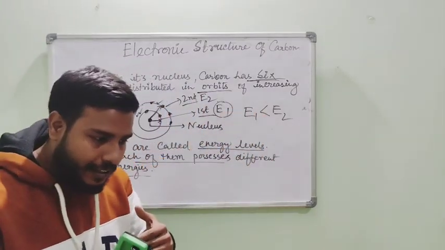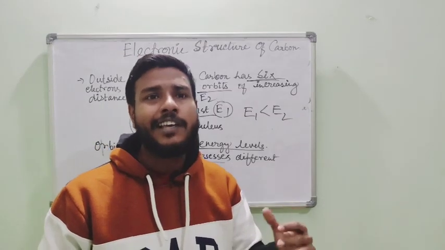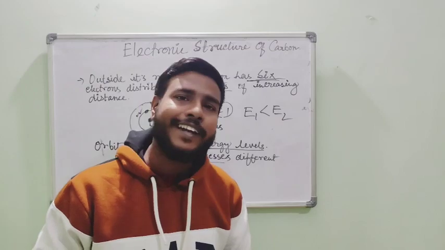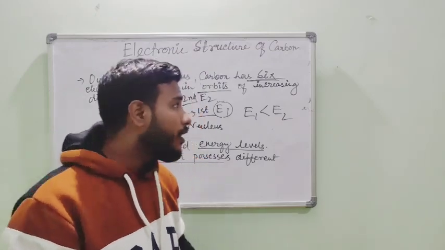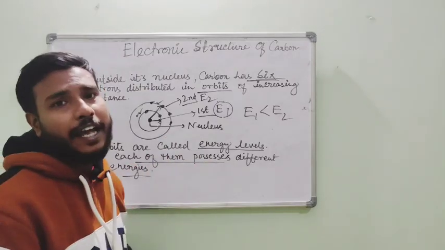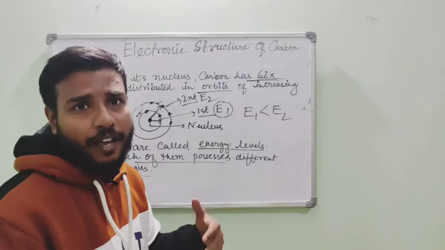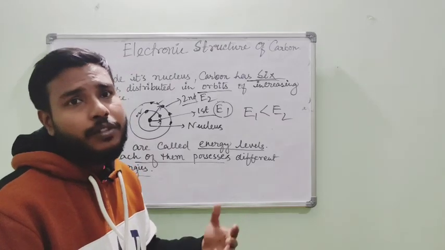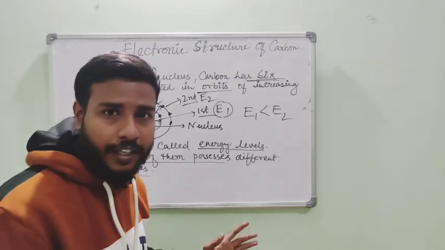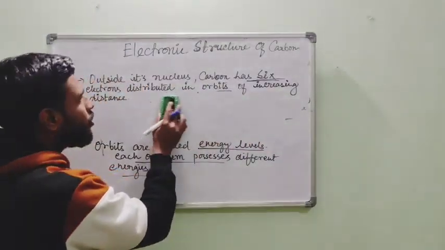That means as the distance from the nucleus increases, the energy of that energy level increases. So electrons are distributed in different orbits which possess different energies. Obviously, as we move far away from the nucleus, the orbits become more energetic. I think this discussion is clear. So as a whole, what happens? As a whole, the story is like this.